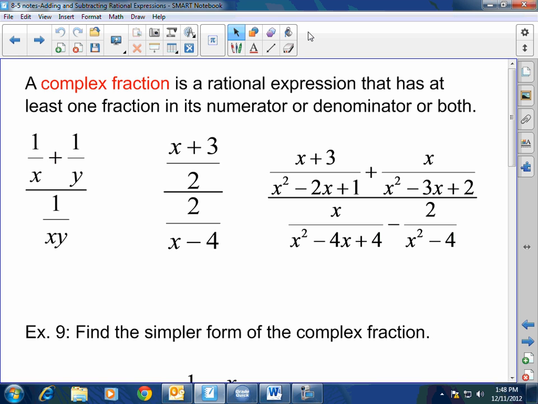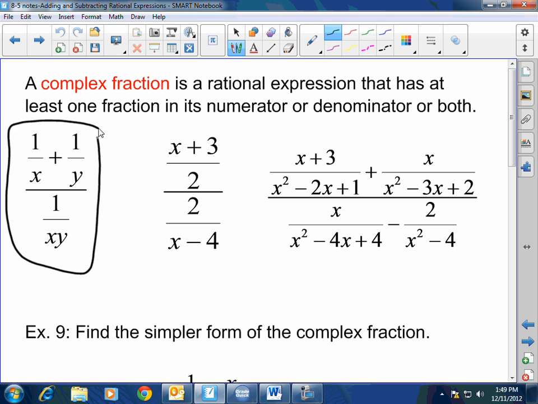Now, a complex fraction, as you can tell, it's pretty complex. It is a rational expression that has at least one fraction in its numerator or denominator or both. For example, this guy right here has two fractions in the numerator and a fraction in the denominator.